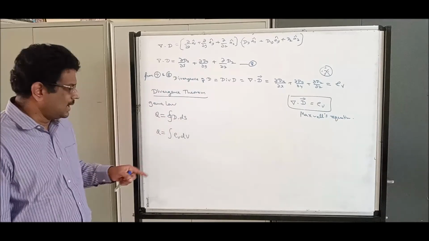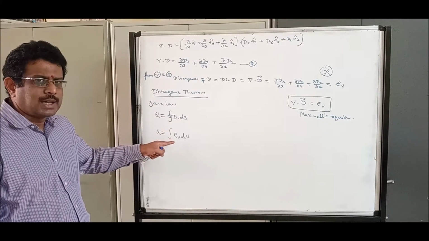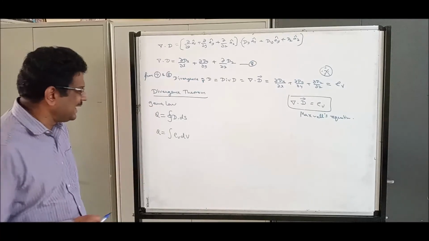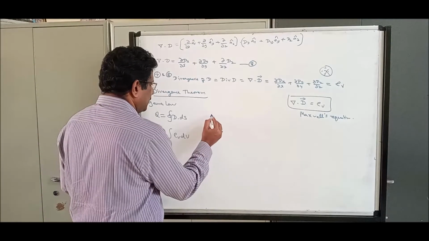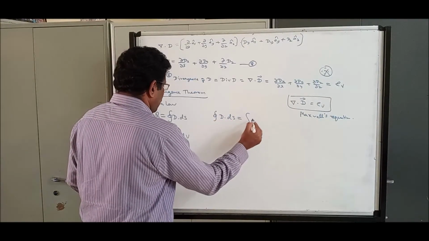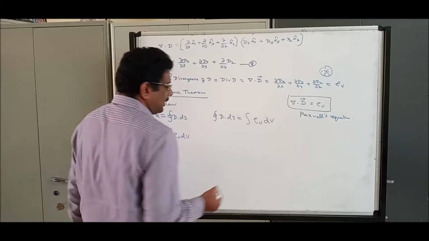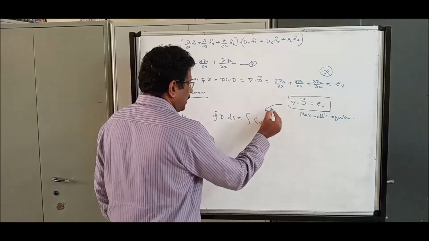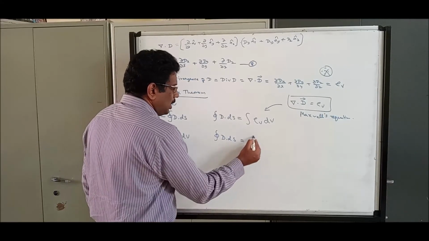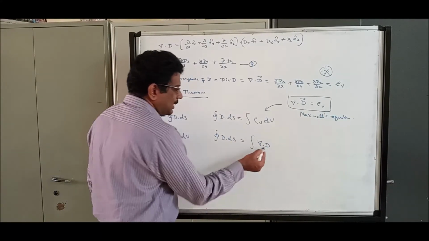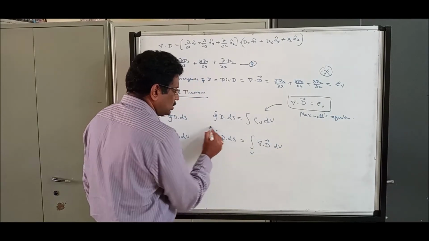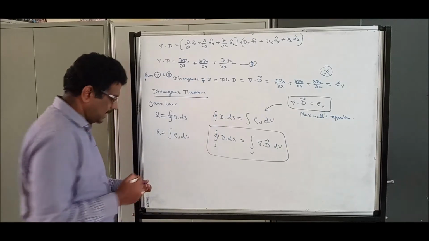This is from Gauss law, and this is from the charge and charge density relation. Since both are related, why can't I equate them: closed integral D dot dS is equal to volume integration of rho v dv. Then if you substitute Maxwell's equation, closed integral D dot dS is equal to volume integration of del dot D, that is divergence of D. So this is volume, this is closed surface. That's all. This is nothing but the divergence theorem.